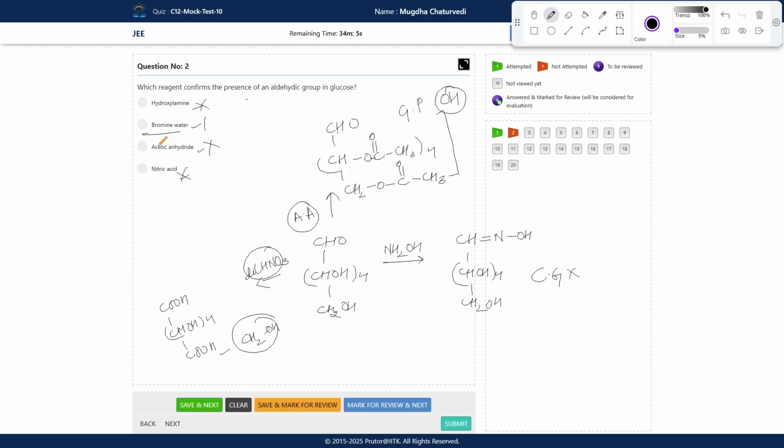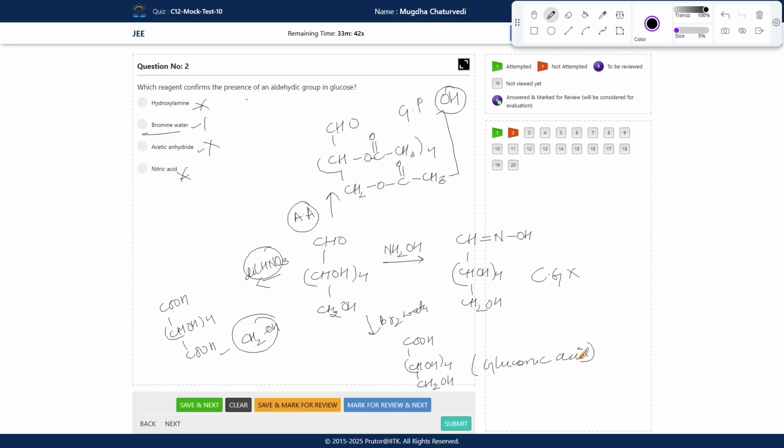So we are left with bromine water. If this is glucose, when it reacts with Br2 water, it forms gluconic acid, that is COOH, CHOH4, and then we have CH2OH. So this forms gluconic acid.